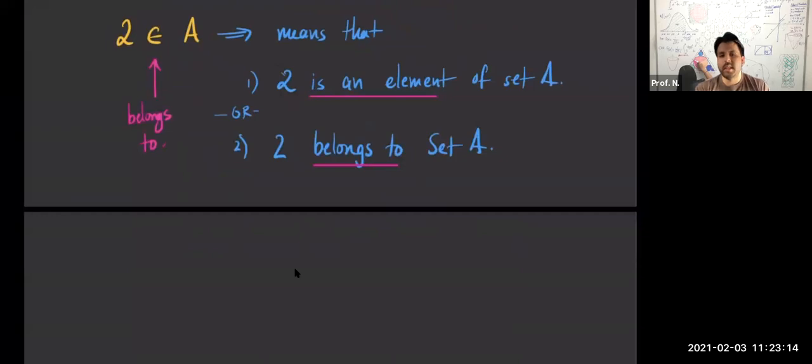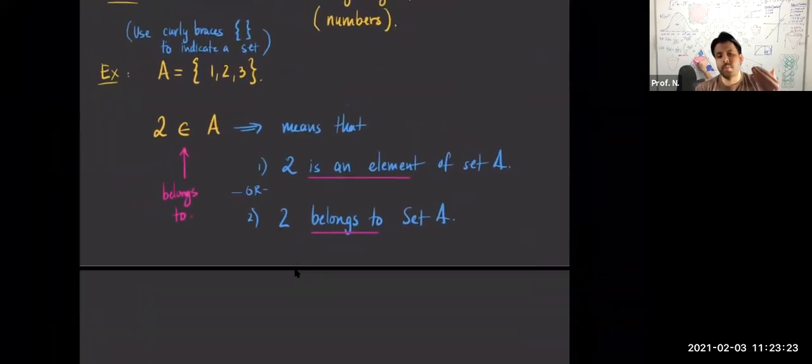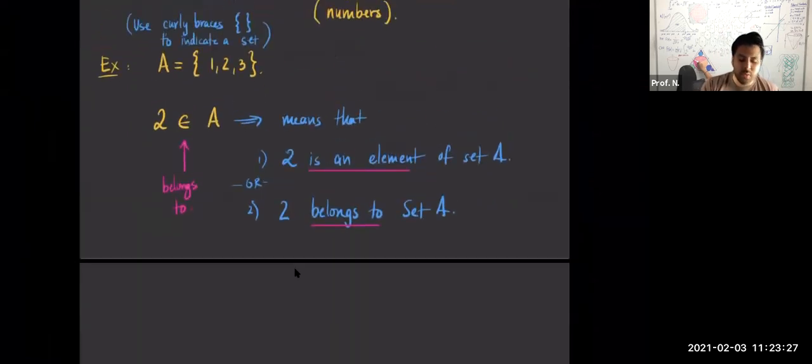This is literally saying 2 belongs to A. 2 is an element of A. So we're going to be using this to indicate if something belongs or does not belong to a set. So for example, 2 belongs to A, right? In this example. But then you would say, what if something does not belong to A? You would say 4 does not belong to A.